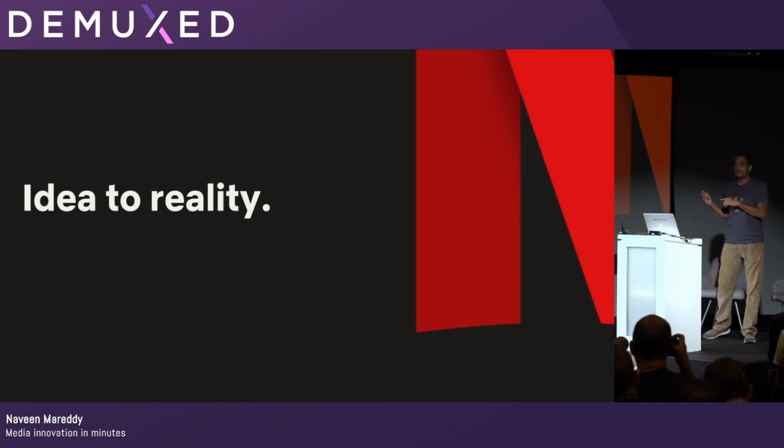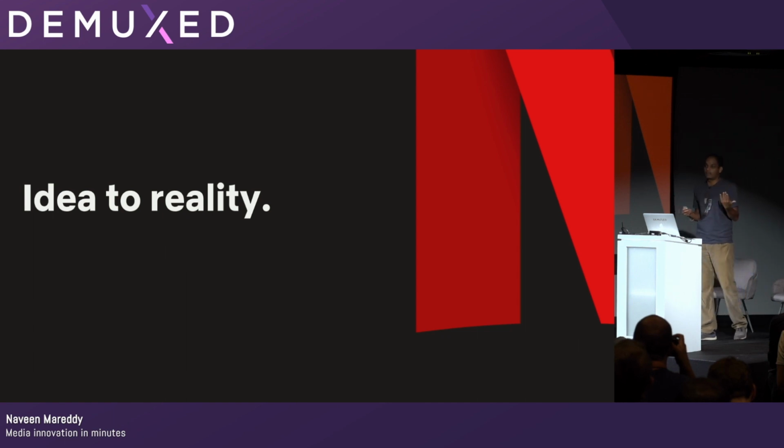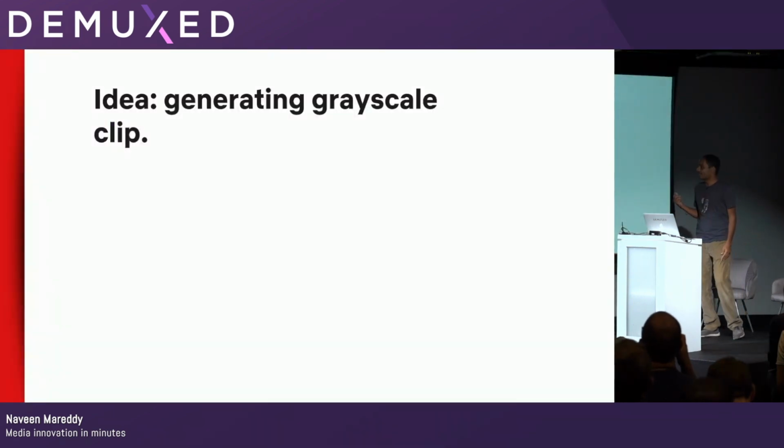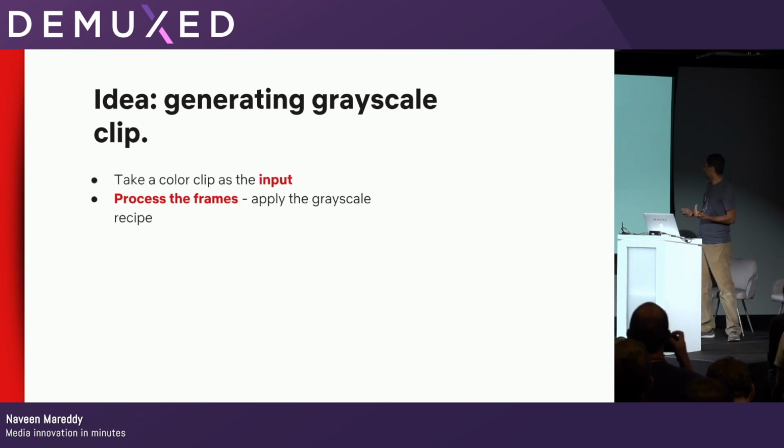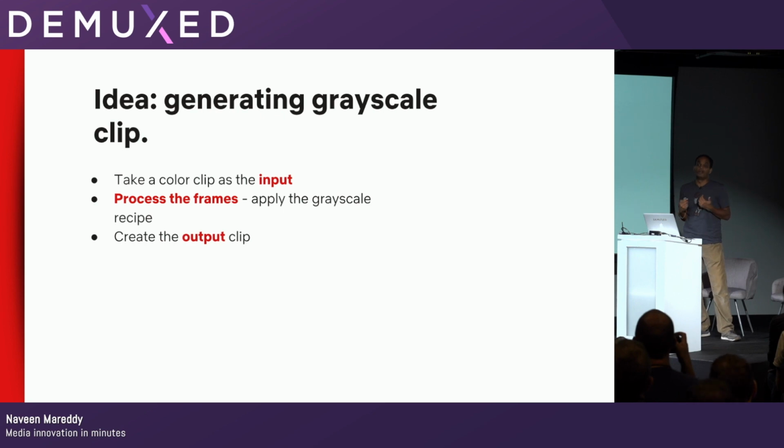I'll show you an example of how a small grayscale clip generation looks, and then slowly show how it looks in the Archer platform. So to generate a grayscale clip, what do we need? A color input clip, then process each frame in this input, apply the grayscale recipe, and finally create the output clip. Looks simple.